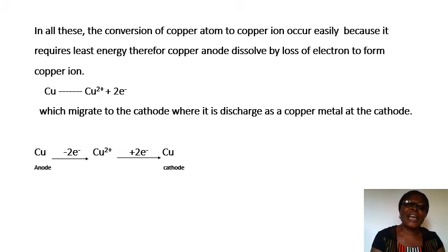Now see that in the reaction equation, the copper anode loses 2 electrons, becomes copper ion, which moves to the cathode, gains 2 electrons, and is discharged as copper metal. Now, in this electrolysis, you notice that nothing comes out of the anode. There is just a simple conversion of a copper anode to copper ion, which moves to the cathode and is discharged as copper metal. Thus, nothing comes out of the anode.